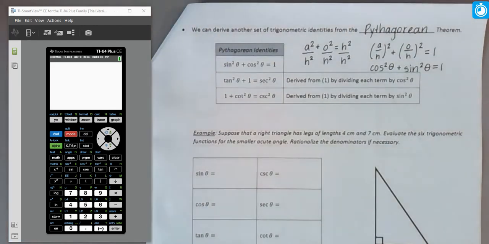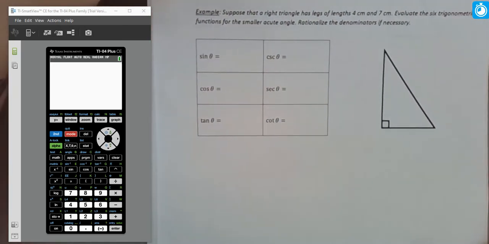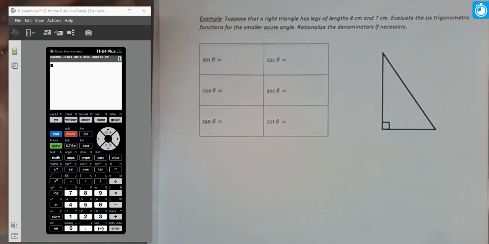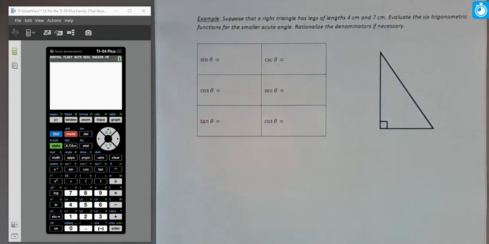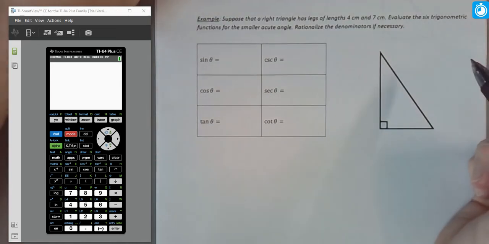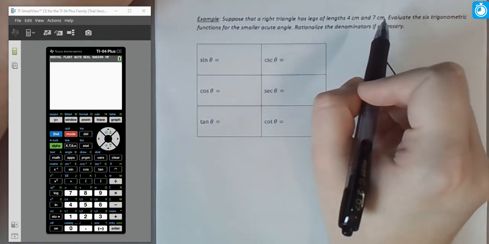So now we need to do a little bit of practice actually finding values for our trigonometric functions. So based on an actual triangle with actual side lengths, how do we determine the values for these 6 trigonometric ratios, the 6 trigonometric functions? So it's going to be an exercise in, number 1, labeling a triangle, making sure we know what all the different parts are, specifically all the different side lengths for our triangle, and then writing those ratios down. So here are our directions for the first one. So suppose that a right triangle has legs of lengths 4 centimeters and 7 centimeters.